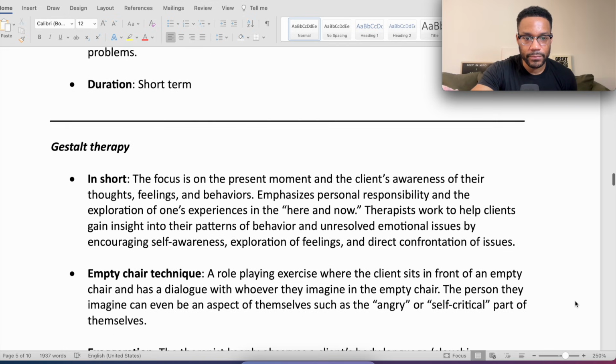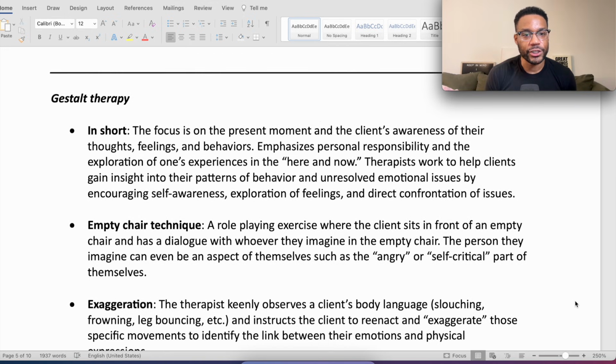Gestalt therapy, in short, the focus is on the present moment and the client's awareness of their thoughts, feelings, and behaviors. Emphasizes personal responsibility and the exploration of one's experiences in the here and now, so present moment. Therapists work to help clients gain insight into their patterns of behavior and unresolved emotional issues by encouraging self awareness, exploration of feelings, and direct confrontation of issues.